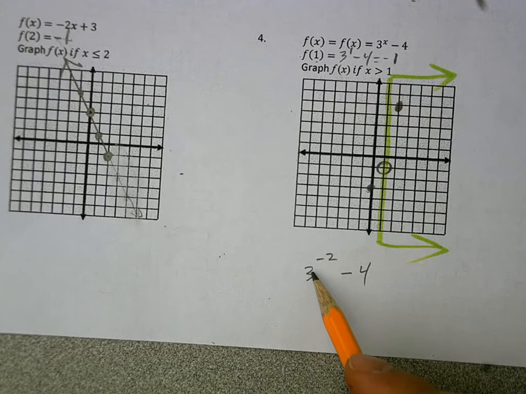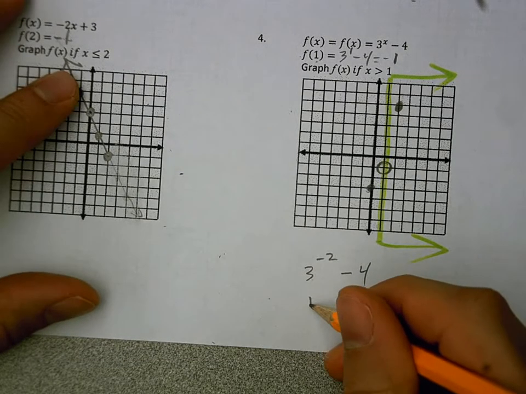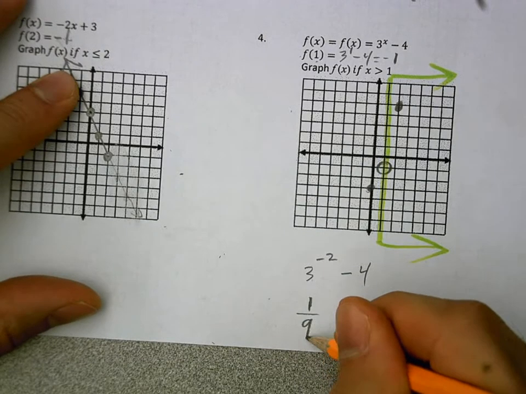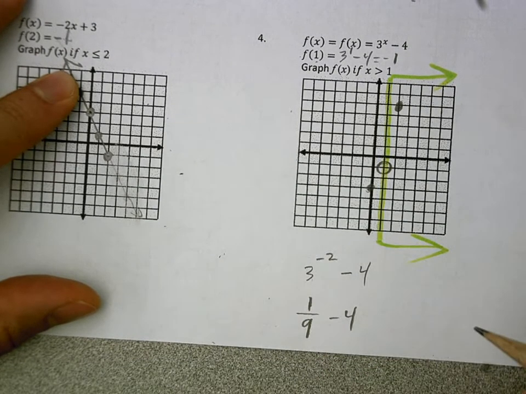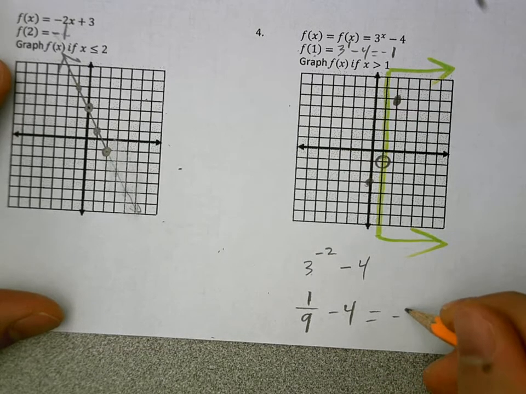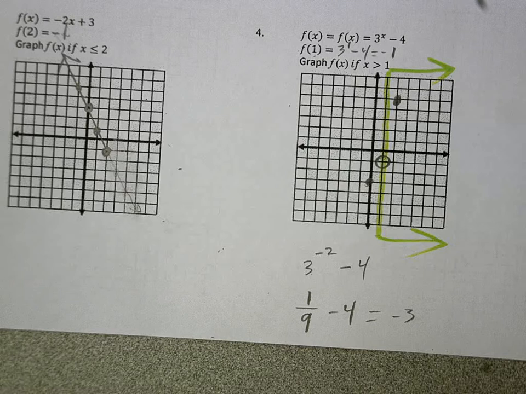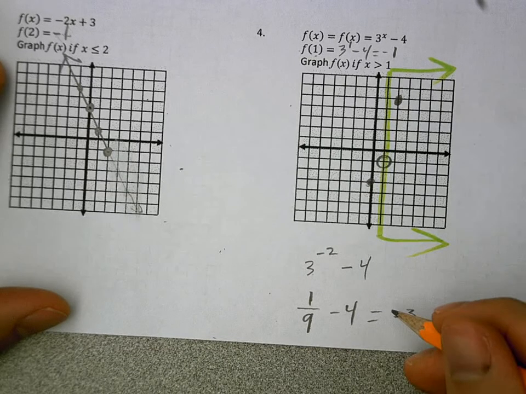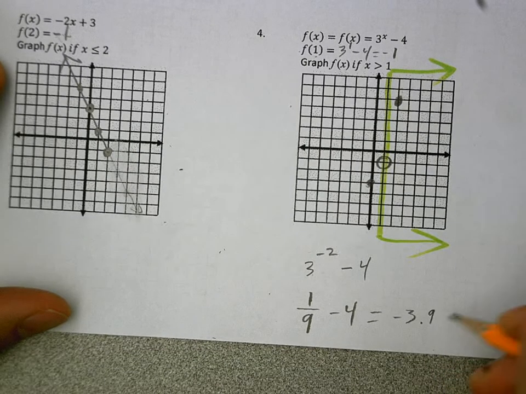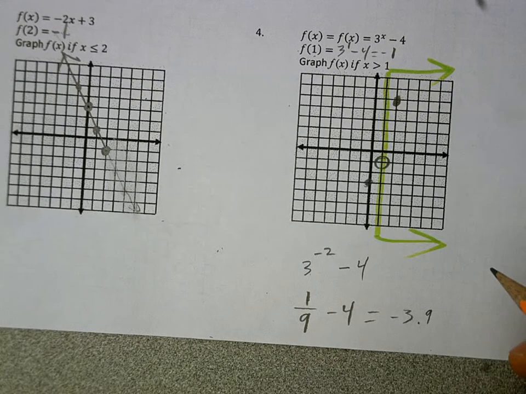3 to the negative 2 power then is the reciprocal, 1 over 9, minus 4. 1 over 9 would equal negative 3 and 8/9, so like negative 3.9, something like that. About negative 3.9. It's like maybe negative 3.8 something, 8.9, somewhere in there.